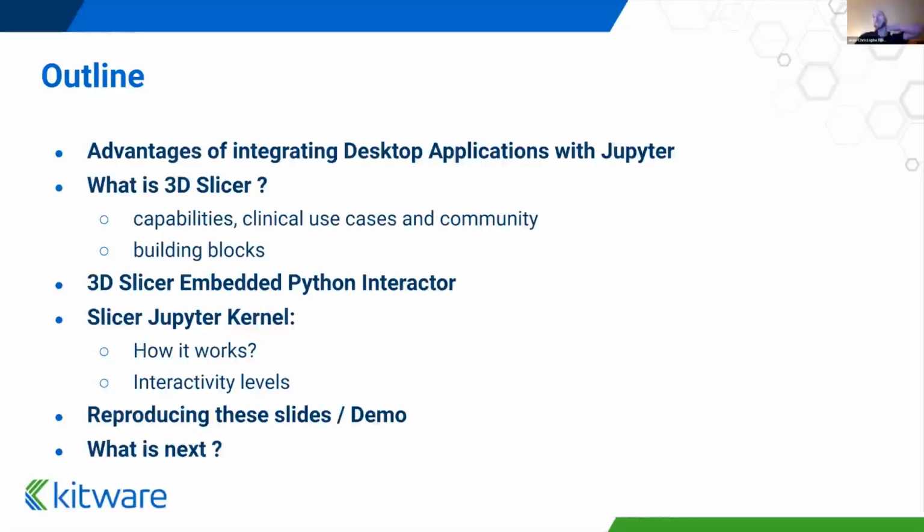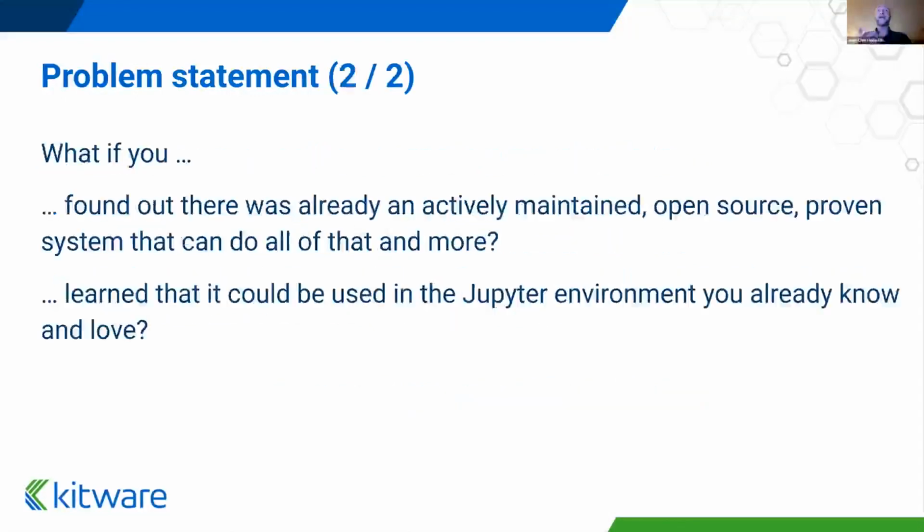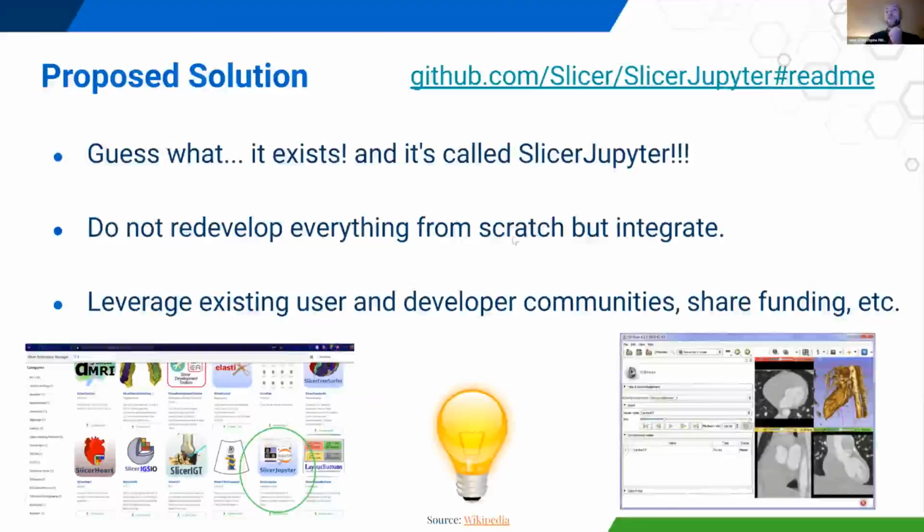Okay, problem statement. Let's say you have a desktop application that's fairly elaborate, and you would like to integrate that in a notebook. Is it possible to do that? And what if you found that there's already an existing application that allows you to implement this workflow, and you learn that the Jupyter environment provides a lot of tooling that you would like to reuse, and that is made possible through the SlicerJupyter extension that prevents you from redeveloping all the functionality from your desktop application.